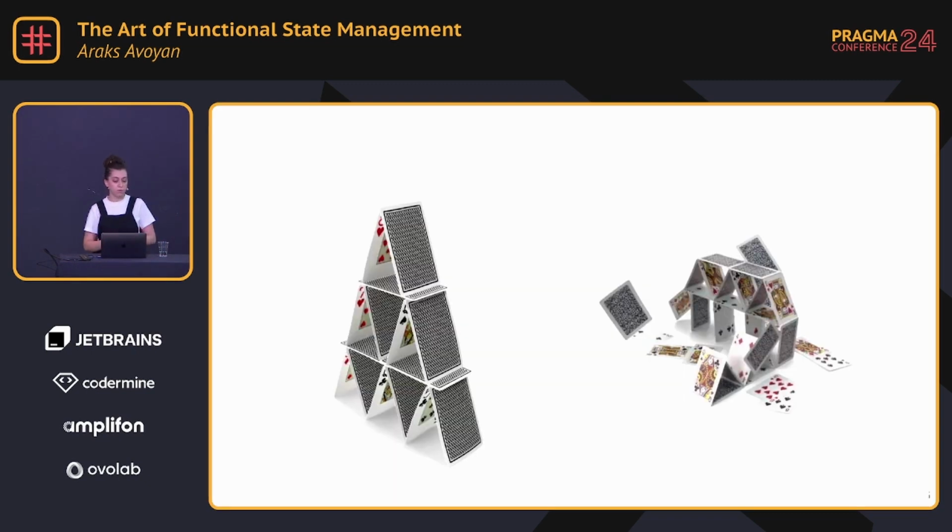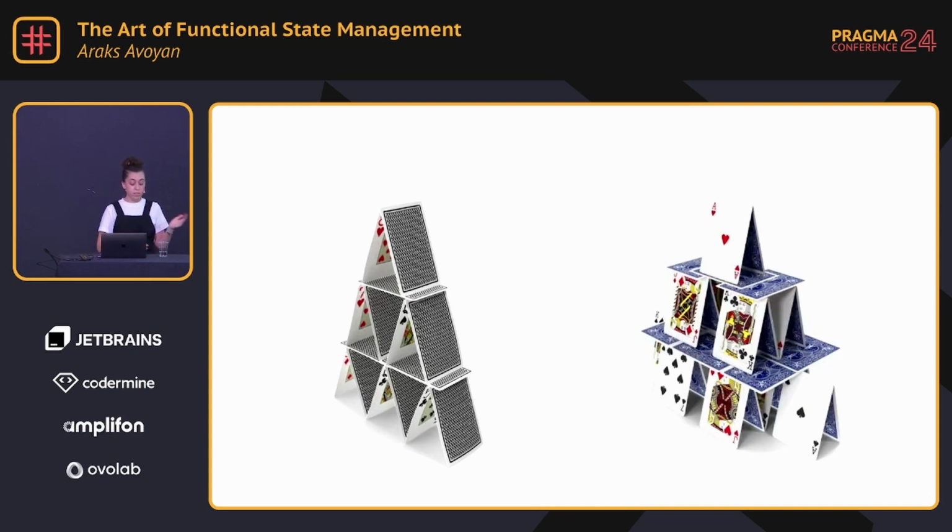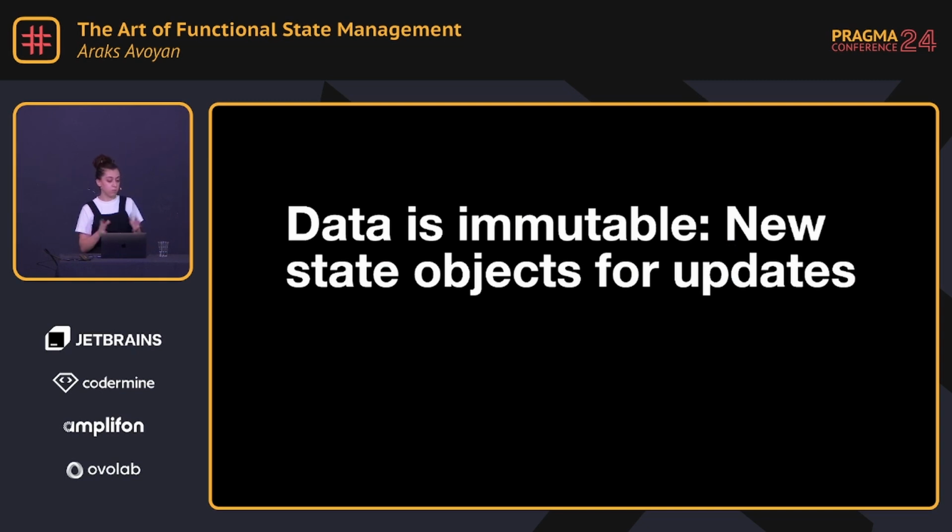Imagine building a house of cards. Looking at it through the lens of functional programming, adding a new card creates a new structure, not modifying the existing one. This concept of immutability is a core principle in functional programming. In state management, it means we don't directly modify the data; instead we create a new state object with the desired changes. This eliminates the risk of accidentally mutating data and causing unexpected behavior. So our data is immutable. We need new state objects for updates.